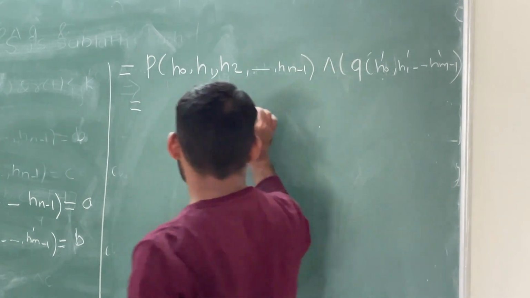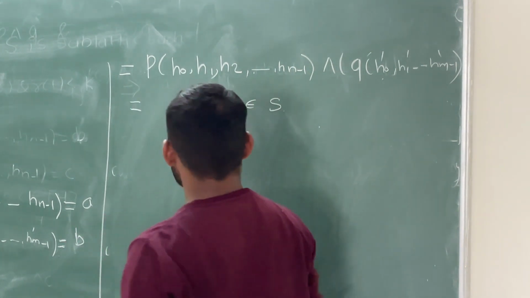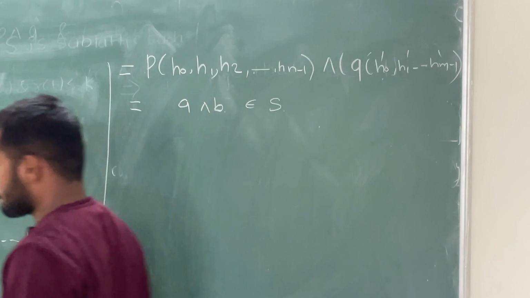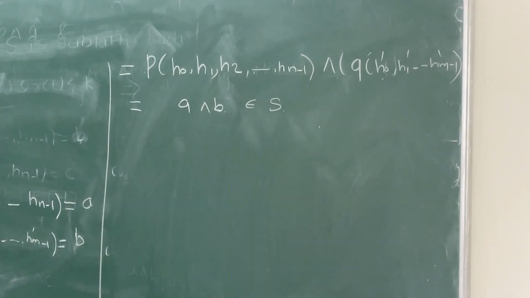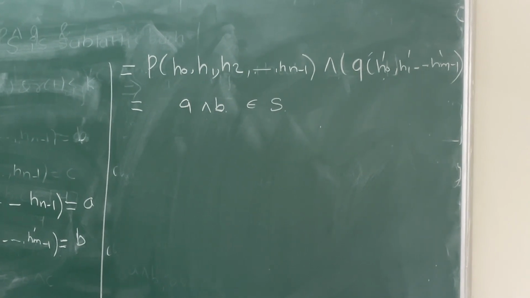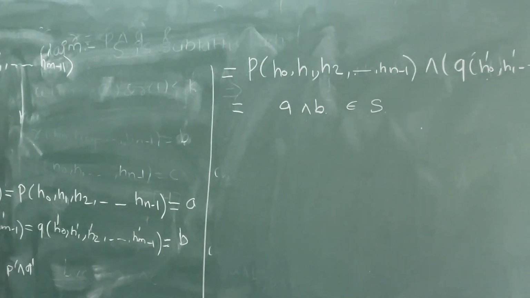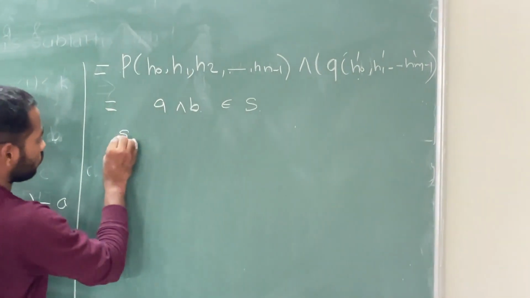You write A meet B. Is this clear? We are able to write A meet B as a value of some polynomial evaluated at those h_i's. Similarly, you can prove it for join. Join is also the same. That shows that S is a sublattice.